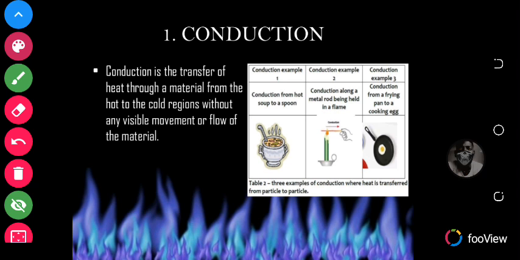Okay, let's look at another example. Conduction along a metal rod being held in a flame. You realize that with this rod in the flame, that side will get hotter first, but at the end of the day, the side you are holding will also get hot. That is conduction. Conduction from a frying pan to a cooking egg. The heat from the frying pan is transferred to the egg, and that is conduction.